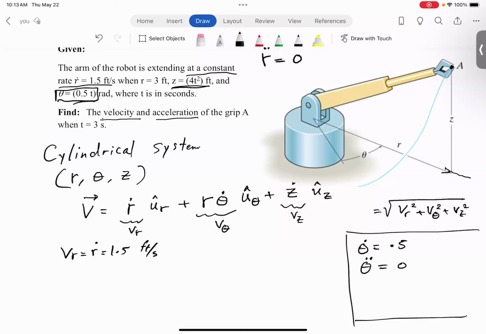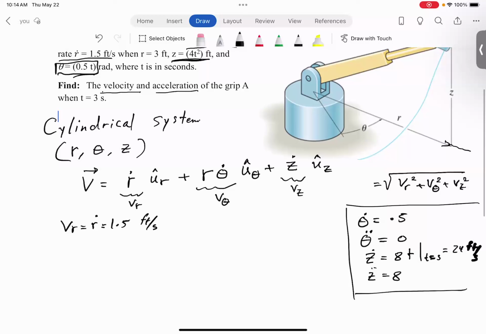And then as you can see, z is 4t squared. So we need z dot, which would be 8t. And z double dot would be just 8. So actually at t equal 3, the only one that is a function of time is the z dot. So that would be 24 feet per second. Okay, so we are all set. So let's move over here and say, okay, what is v sub theta? That's r theta dot. So r is given to be 3 feet, right?